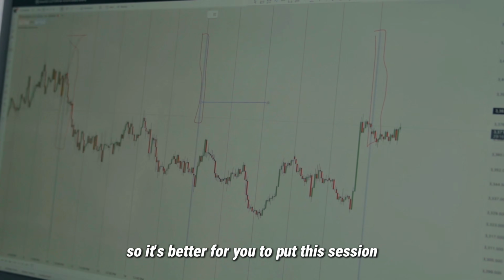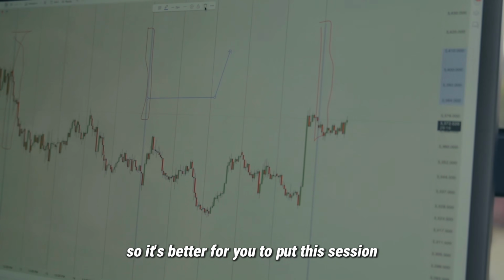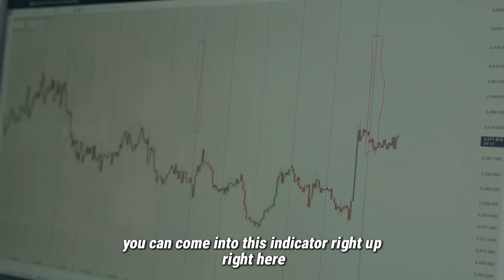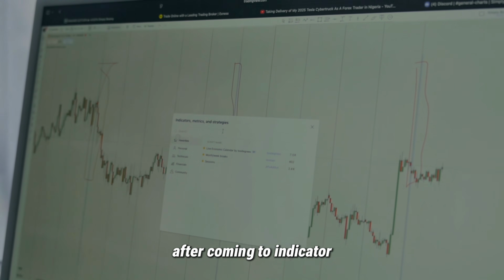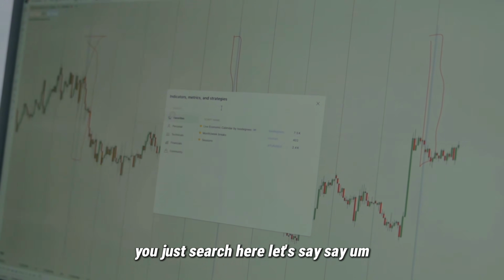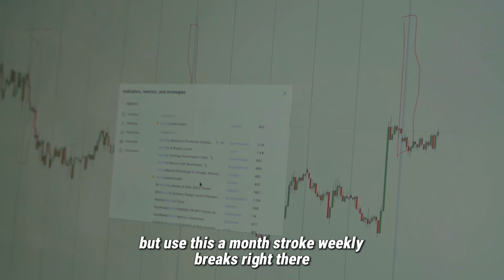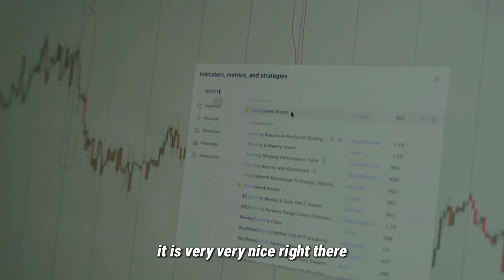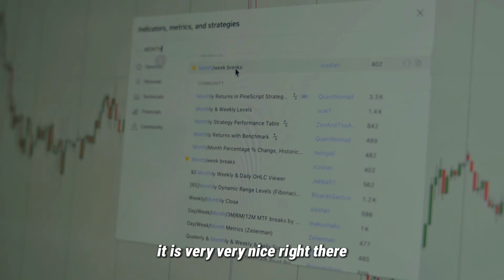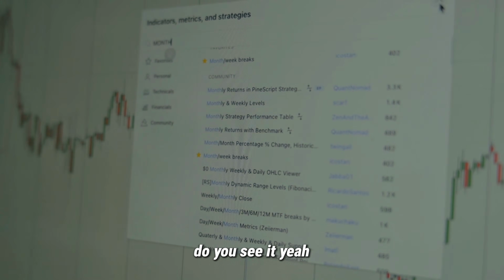You understand? So it's better for you to put these sessions on your chart. What you do is come into this indicators option right here. After coming to indicators, you just search for separators, and use the weekly breaks one right here. It is very nice. You see it? Yeah, nice.